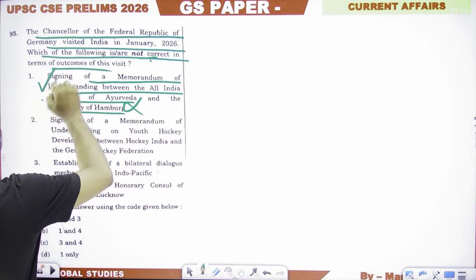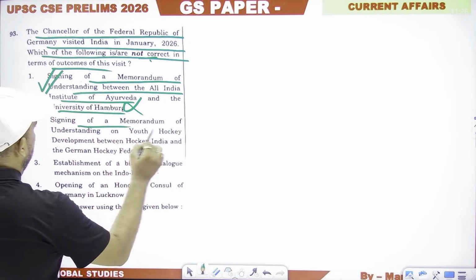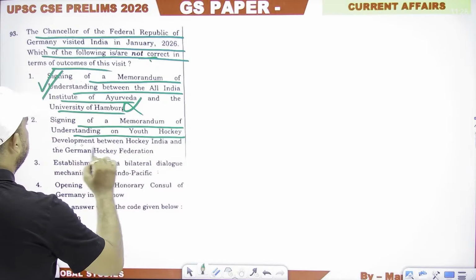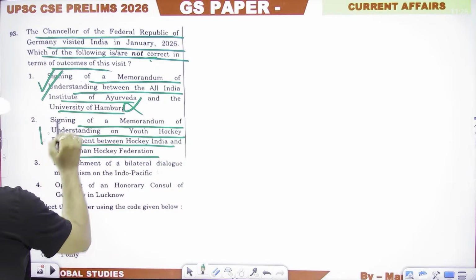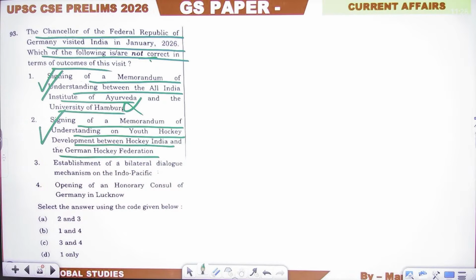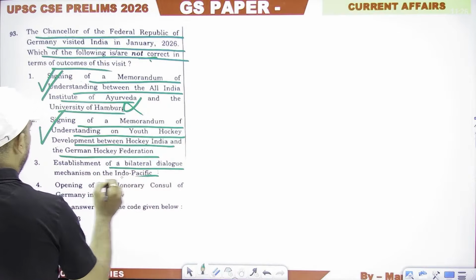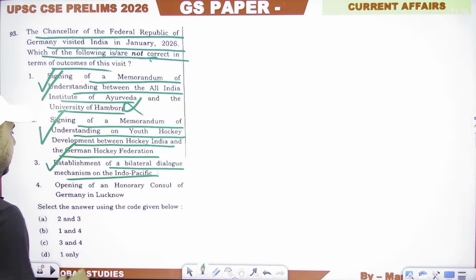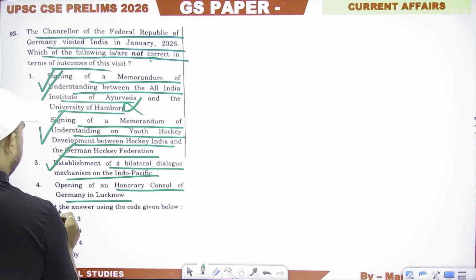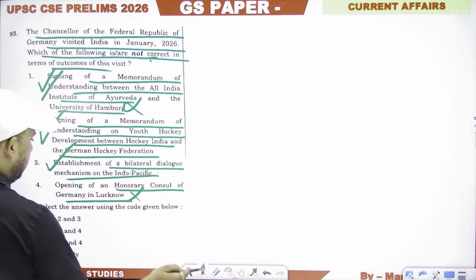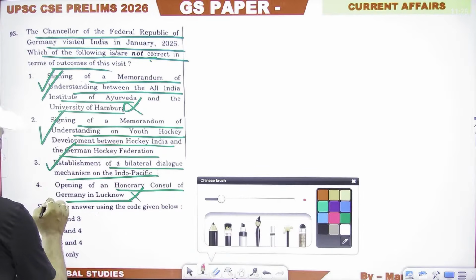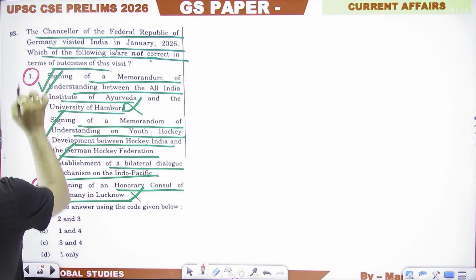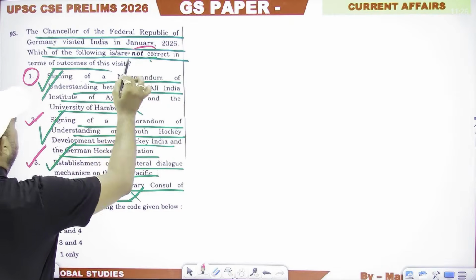So this must be included. Second is the signing of a memorandum of understanding on youth hockey development between Hockey India and the German Hockey Federation. This is correct. The establishment of a bilateral dialogue mechanism on Indo-Pacific. This is also correct. Opening of an honorary consul of Germany in Lucknow. No, it is in Ahmedabad. They are trying to open it there. So this is incorrect and the first is also incorrect, but the others are correct. So we have to find the not correct option.